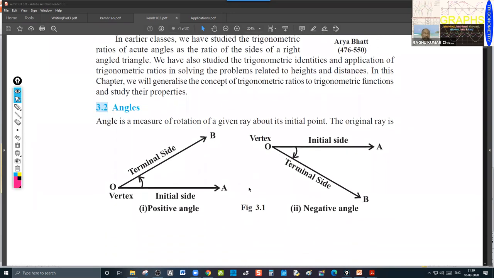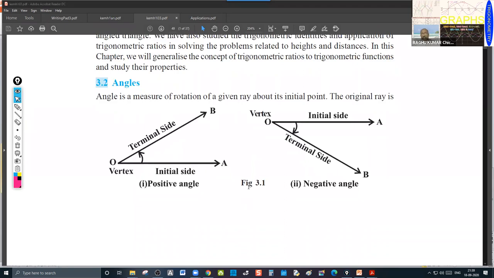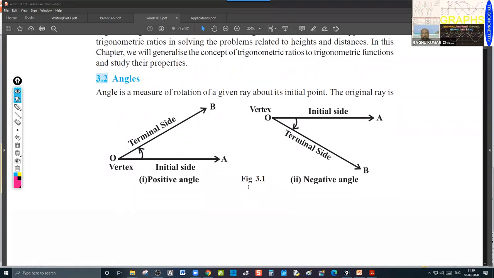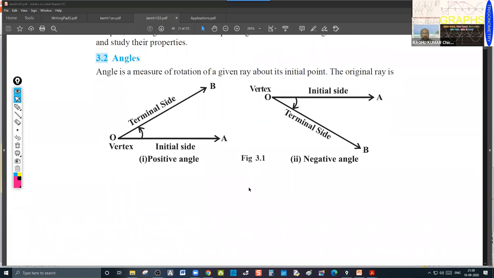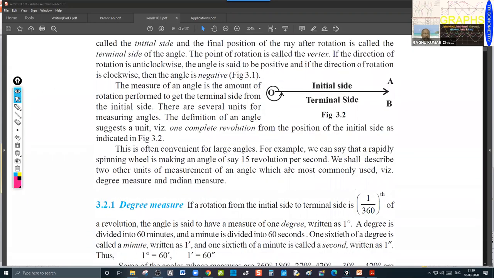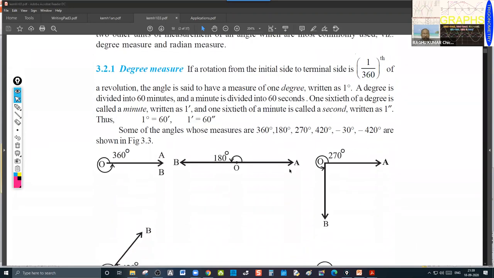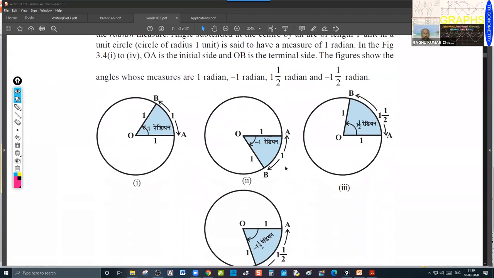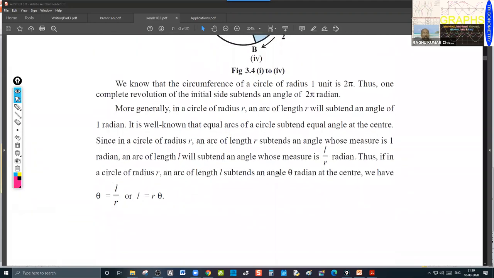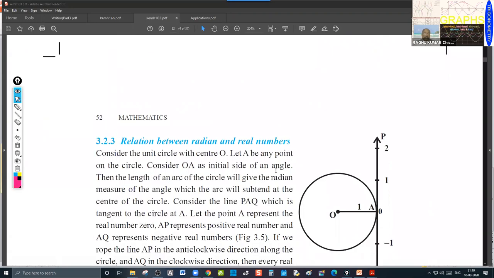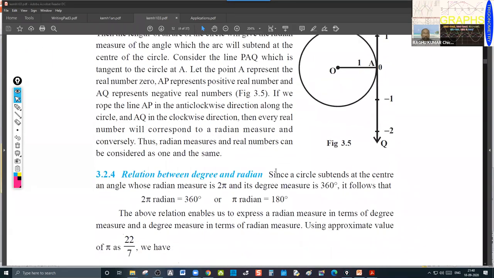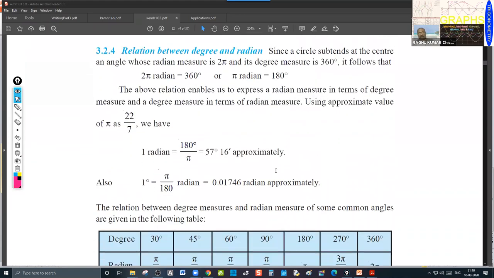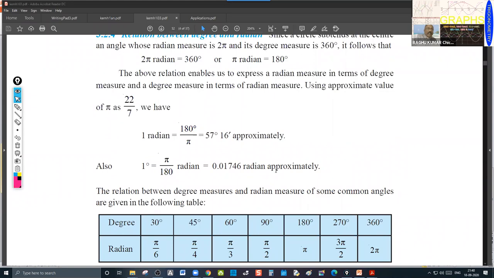I'll extend it. So this is the angle, positive angle, negative angle. Just now I explained it. It is clearly mentioned here. You can see the initial side, terminal side, the direction; according to the direction, we call it positive, anti-clockwise, clockwise, negative angle. So now, degree measure is the first one, and the second one is radian measure, and you have one more, the French system, grades, but he did not mention this here because that is not in use, in fact.